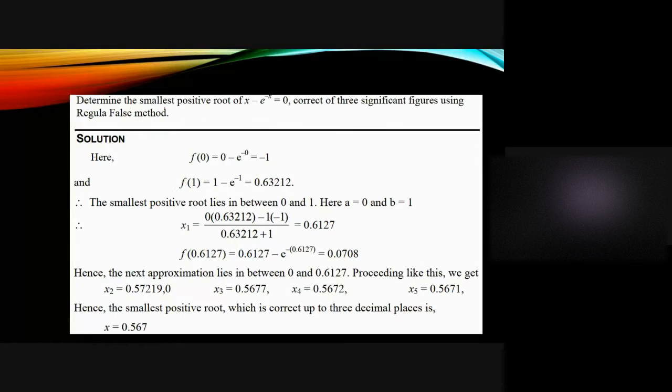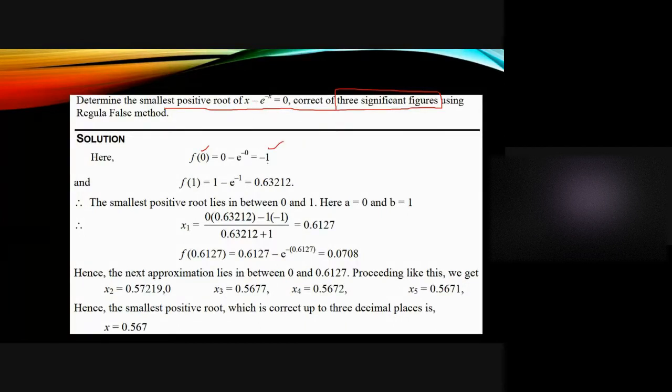Determine the smallest positive root of x minus e raised to x is equal to 0. Consider 3 significant figures. So this is very important. This is what I am telling regarding the convergence. So we are starting with a as 0. When you put a 0, 0 minus e power 0, so it will be minus 1.